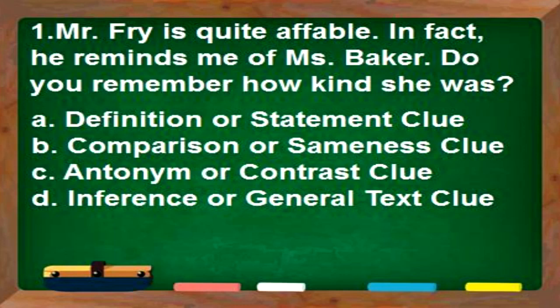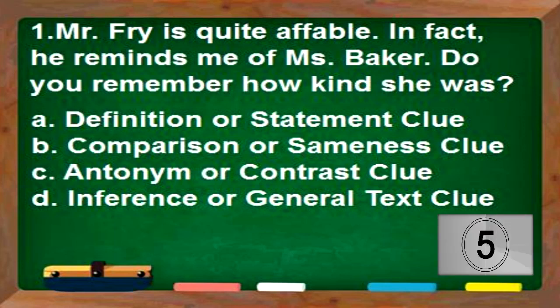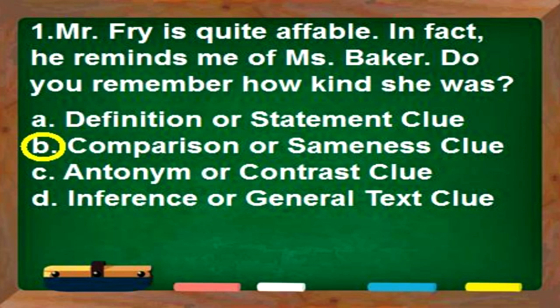A. Definition or statement clue. B. Comparison or sameness clue. C. Antonym or contrast clue. Or letter D. Inference or general text clue. The correct answer is B. Comparison or sameness clue. Yes! Mr. Fry was compared to Miss Baker, and affable means friendly, good-natured, or easy to talk to. So the word kind has similar meaning with the word affable.